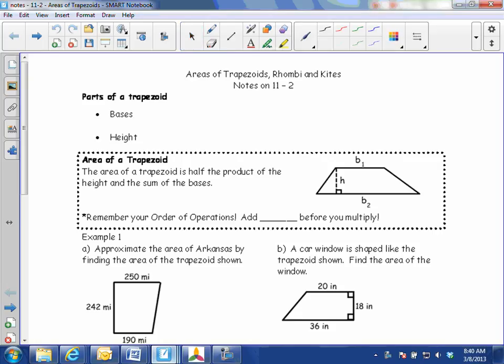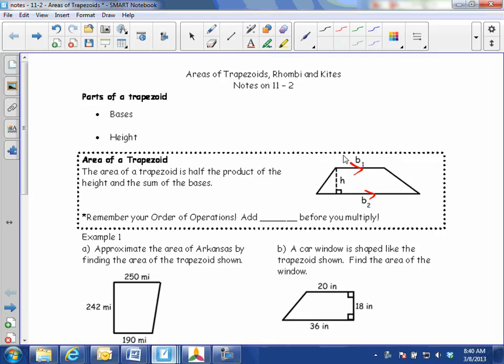What makes a trapezoid a trapezoid? It has two pairs of parallel sides... ooh, close. One pair. Okay, one pair of parallel sides. Right? So in this case, we have little arrows there. Arrows tell us they would be parallel.